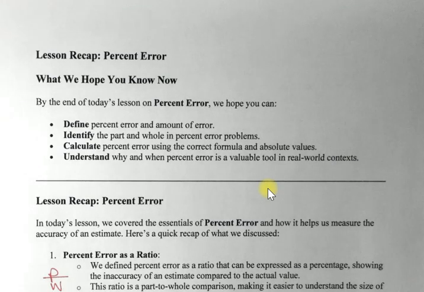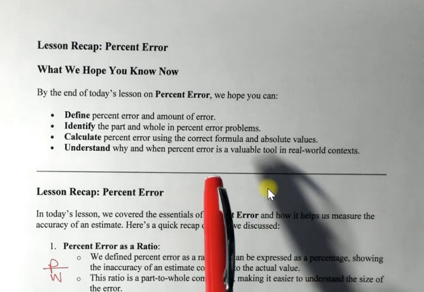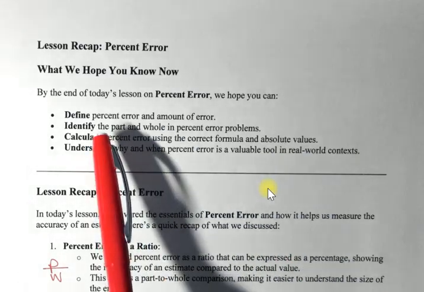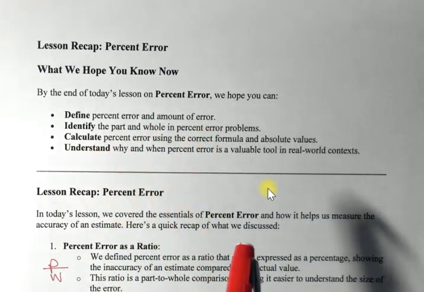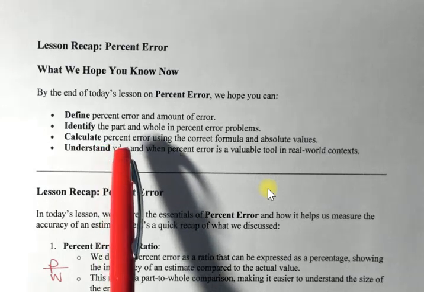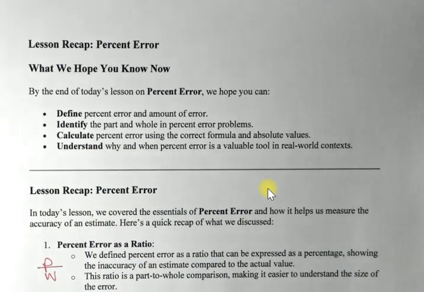All right, so we are recapping our percent error lesson that we just went over. So I'm hoping that now you guys know how to find a percent error. I'm hoping that you also can define what percent error means, what the amount of error means. You should be able to understand that we're talking about a ratio and be able to identify what the part and the whole is in our percent error problems.